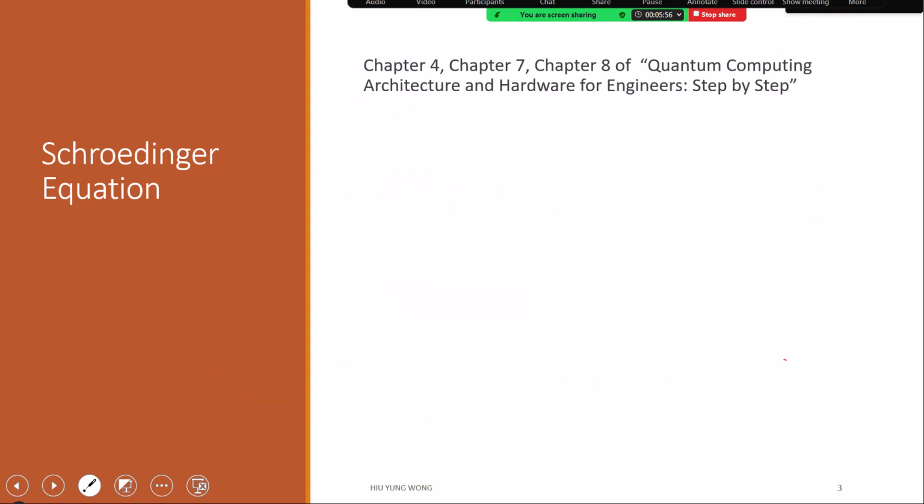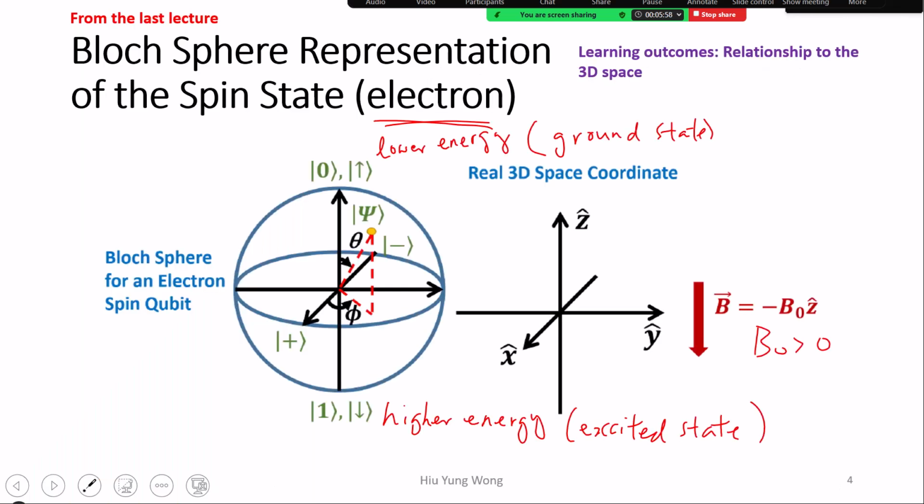So let's recap what we did last time, just the two most important slides. We were looking at a new system. This system is a spin system, and it is placed under an external magnetic field in our real 3D space.